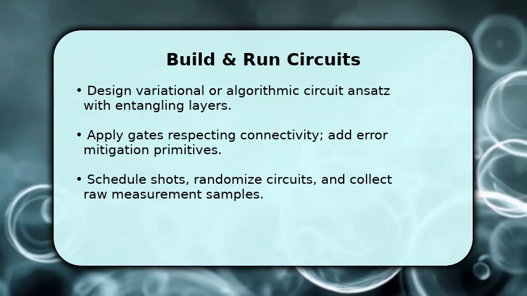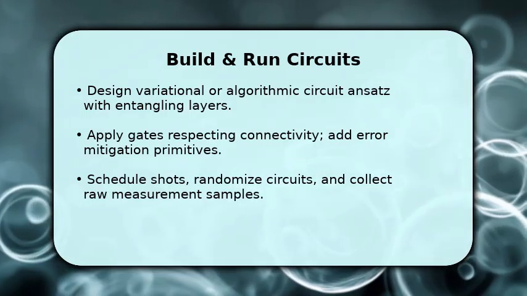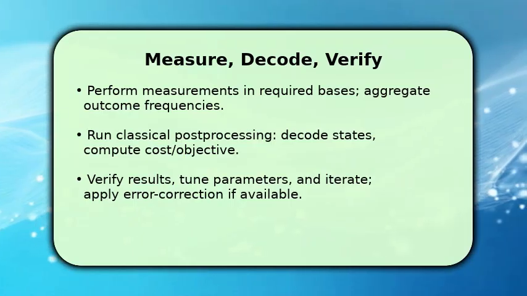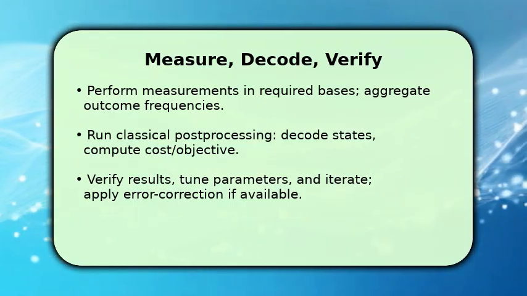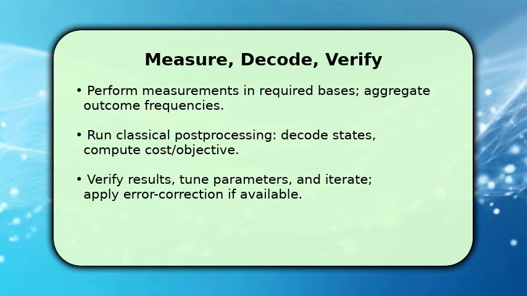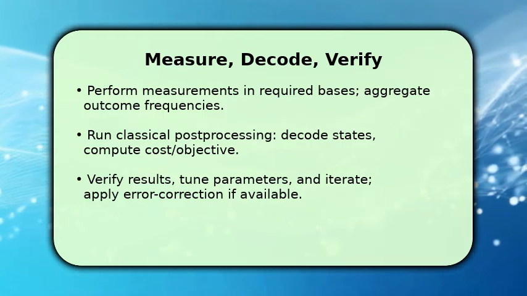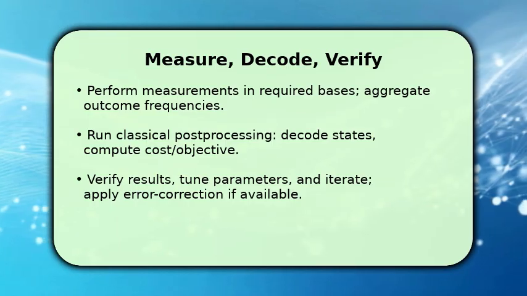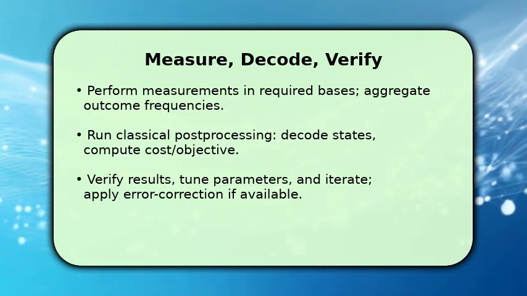You finish by measuring the qubits in the chosen bases and aggregating outcome frequencies into empirical probability distributions. Then run classical post-processing to decode bit strings, reconstruct amplitudes or expectation values, and compute the objective or solution metrics.